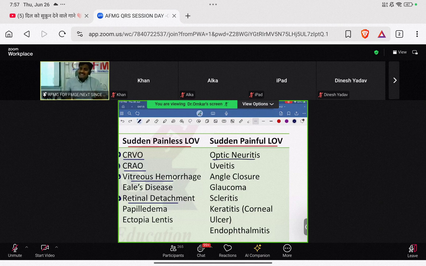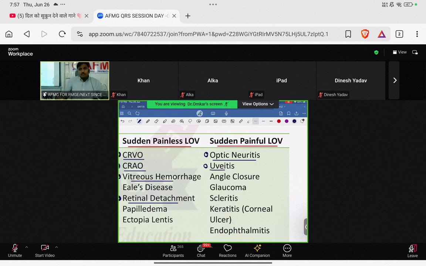Conditions like optic neuritis hai. So we know beta optic neuritis, which is the inflammation of optic nerve. It can cause a sudden painful loss of vision. Which condition can lead to this? Very good. Multiple sclerosis is the condition beta जहाँ पे patient will have optic neuritis and a sudden painful loss of vision. Next is uveitis.